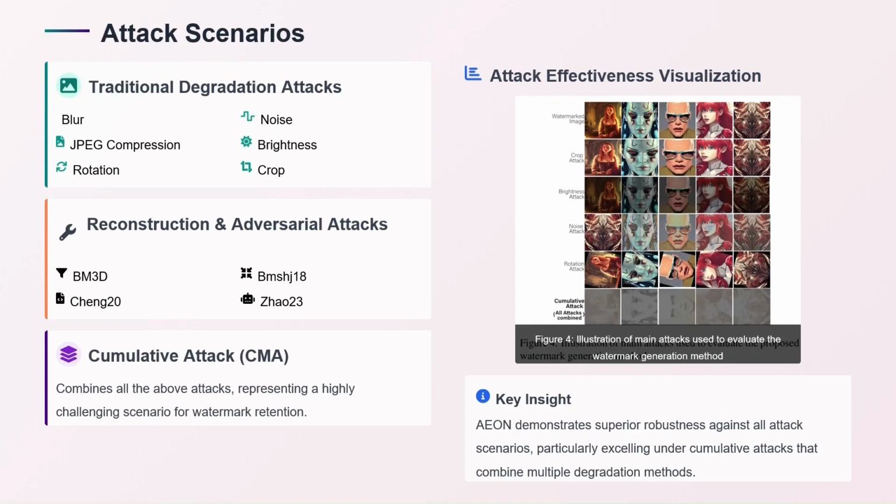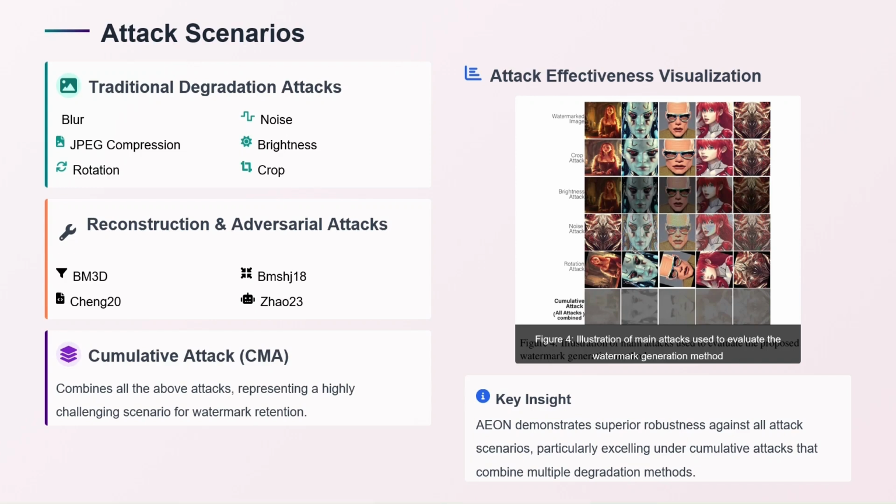We use attack scenarios where we take in the traditional degradation attacks, which include noise, brightness, crop, rotation, and JPEG compression. For reconstruction and adversarial attacks, we use BM3D, and the attacks from Cheng 18, Zhao 23, and Cheng 20. These are the works that were used earlier. We introduce another attack that combines all of these attacks and creates an image which combines all of these attacks. And this mimics the heavy editing that an image goes through when sharing the image on social media and other platforms.